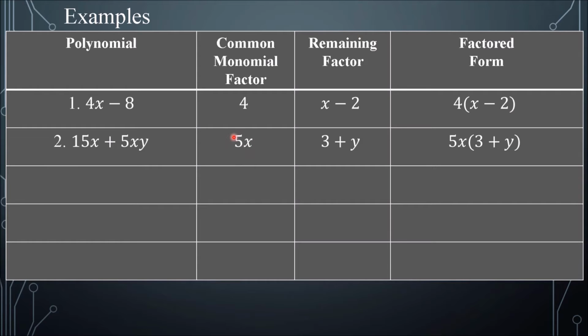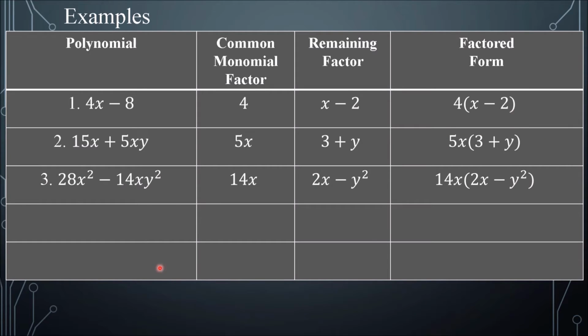Now extracting 5x from this expression, we have 15x divided by 5x, that's 3. 5xy divided by 5x is y. So the remaining factor is 3 plus y. Now combining again 5x and 3 plus y, we have 5x times 3 plus y, and that will be the factored form and the final answer. So that's how we factor 15x plus 5xy, this one.